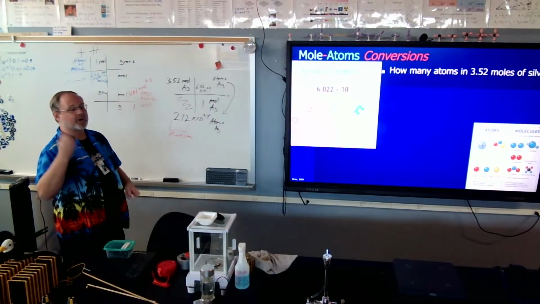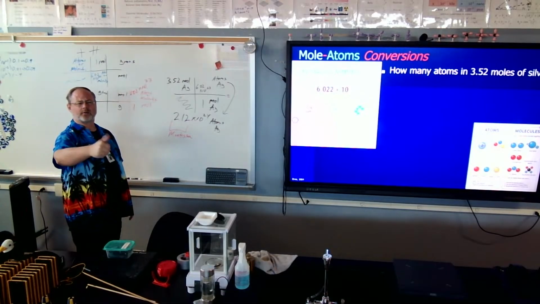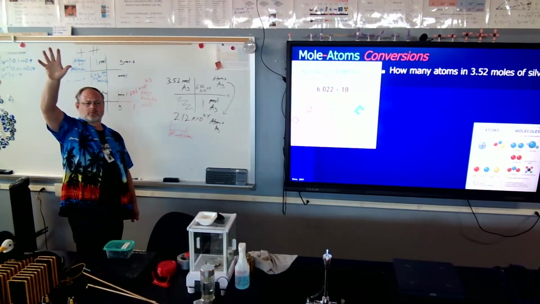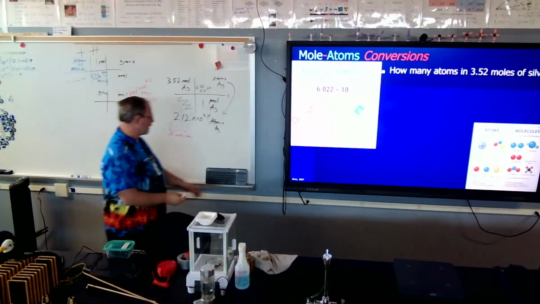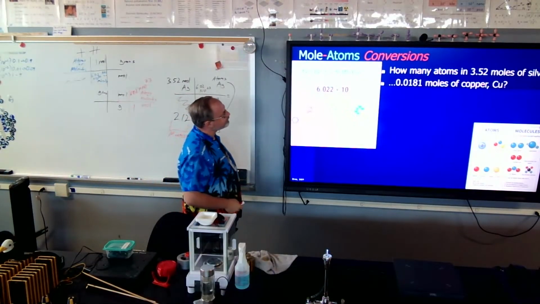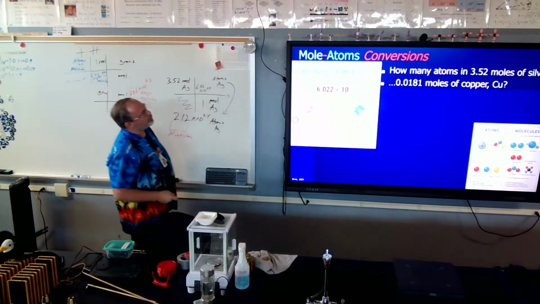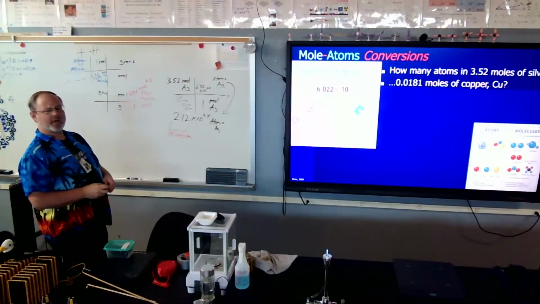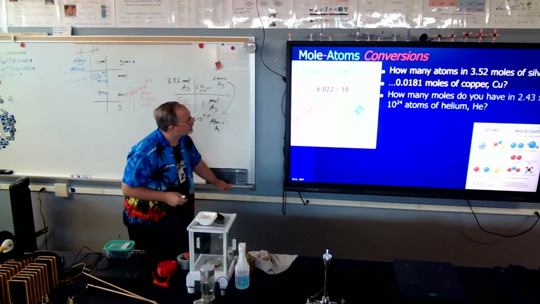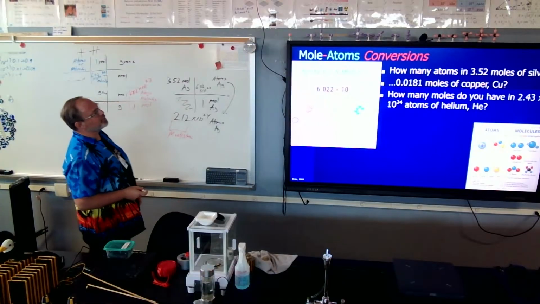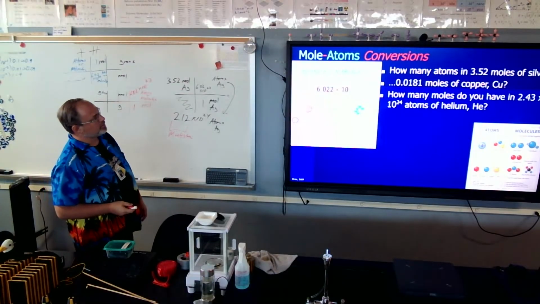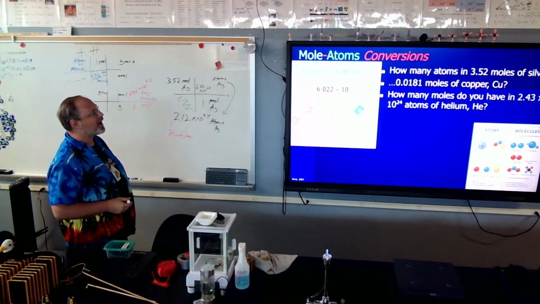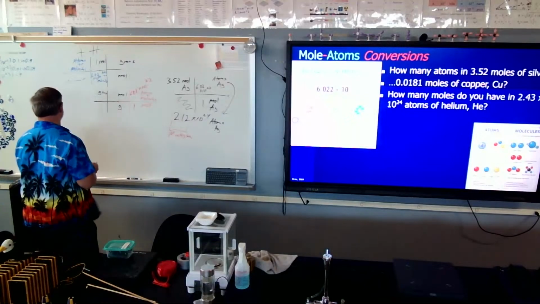All right, if you're with me so far, give me a thumbs up. If you have any questions, wave your hand around. All right, let's go back. Let's do another one. Let's go the other way. 0.0181 moles of copper. How many atoms is that? Actually, no, I think we're good here. Let's go back the other way. How many moles do you have in 2.43 times 10 to the 24th atoms of helium?